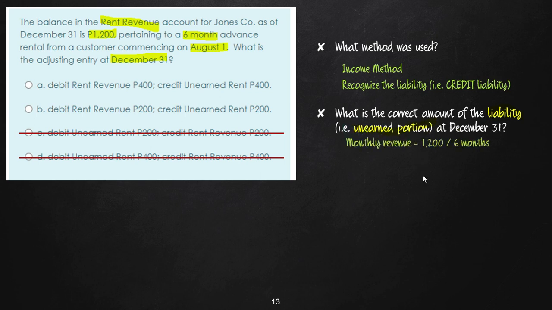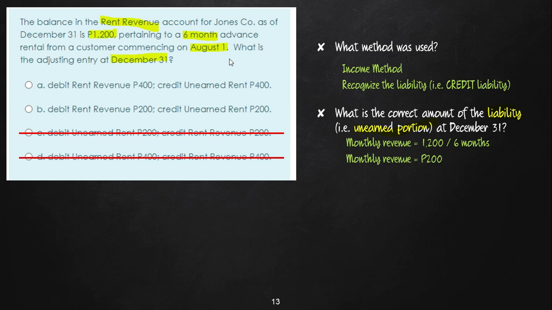Okay, so let us start by computing the monthly revenue. That's 1,200, good for 6 months. That means the monthly revenue is 200. Now let's count the number of months earned and the number of months unearned. Take note, we start counting at August 1 until December 31. Since it starts on August 1, we include August in the count, because it is the first month. So August, September, October, November, December.